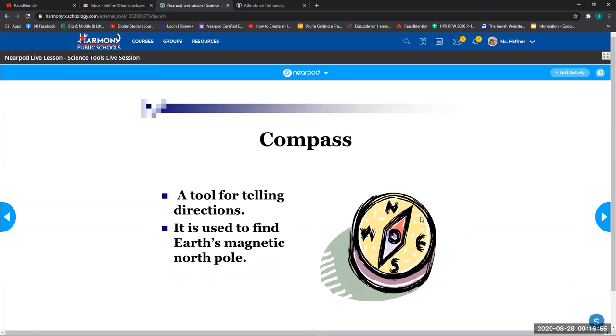A compass. We won't necessarily use a compass, but you will talk about directions: north, south, east, west, especially when we do graphing speed and motion. A compass is a tool that is used by using Earth's magnetic north pole. So your needle is always pointed north. So if you turn, it'll turn on the compass and show you what direction you are facing.